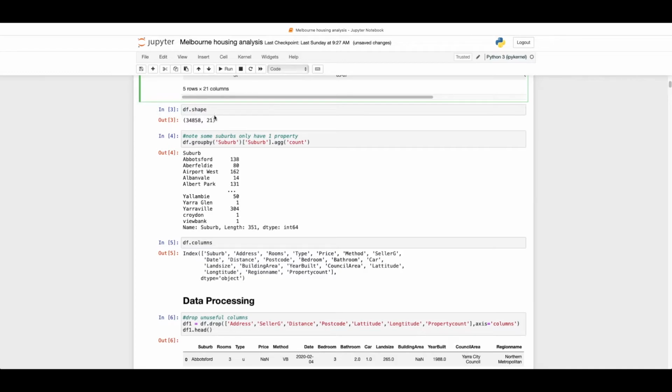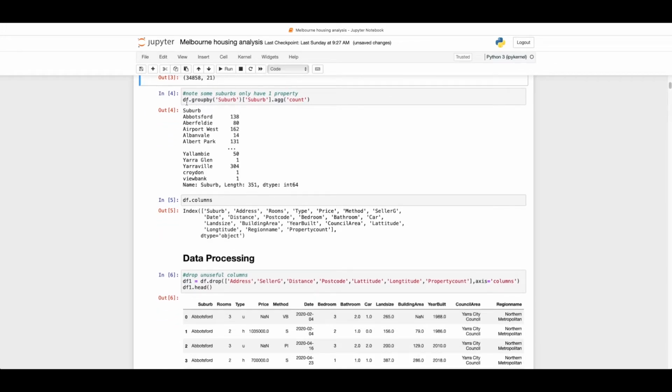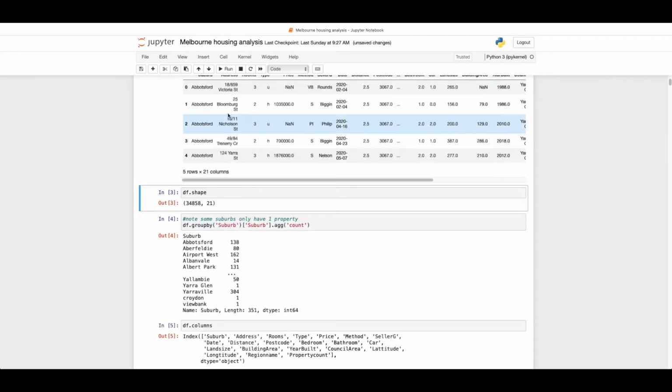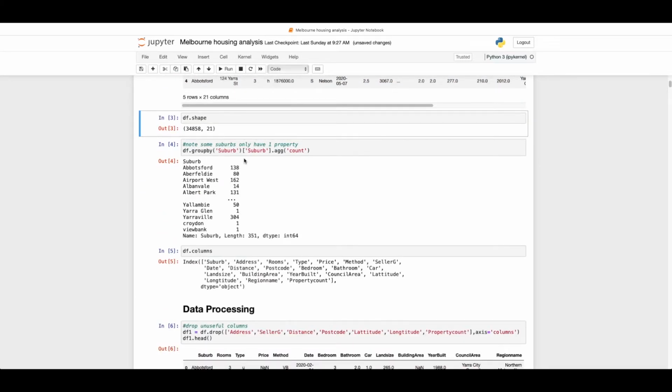And then I checked the shape. It has 21 columns and 34,858 rows. Because the first column is suburb, I checked the suburb column, and I noticed there are a couple of suburbs that only have one sale record here. So those are kind of useless data.